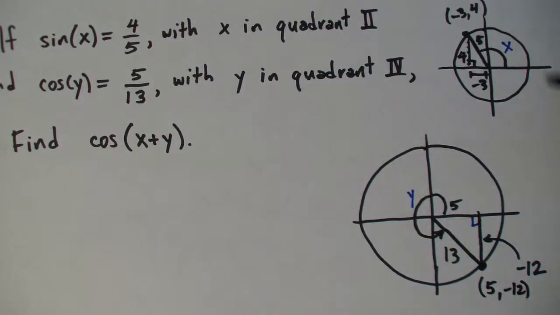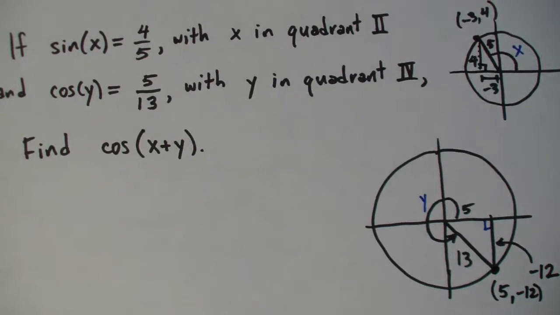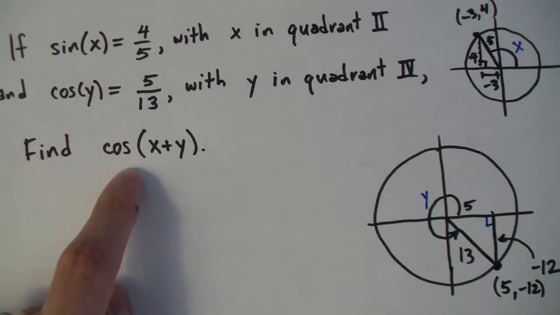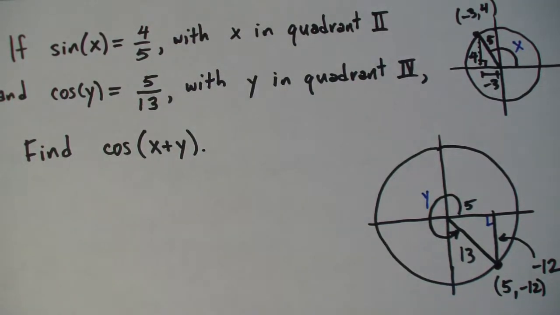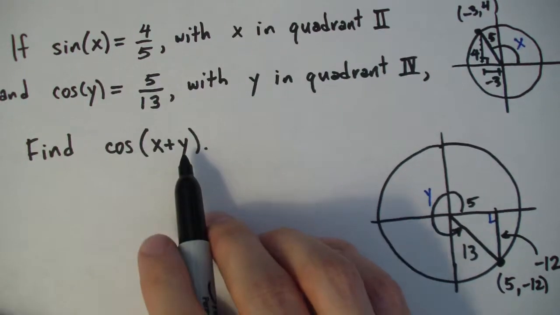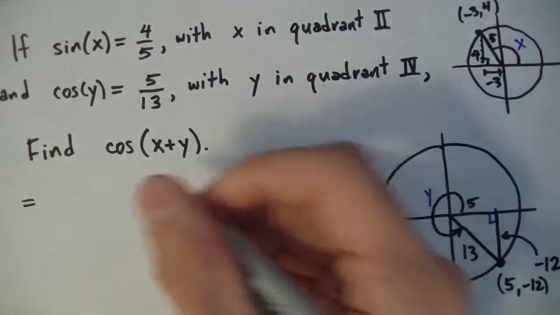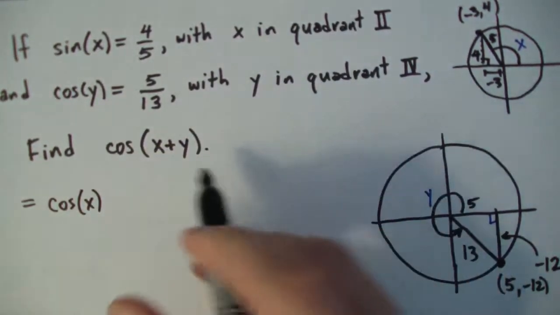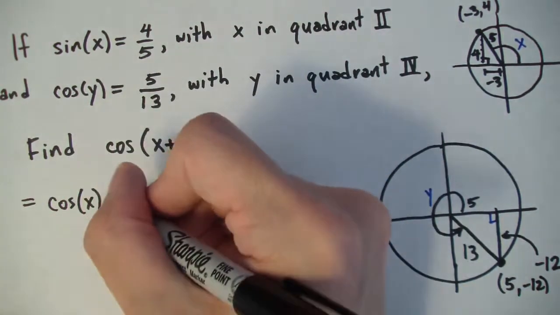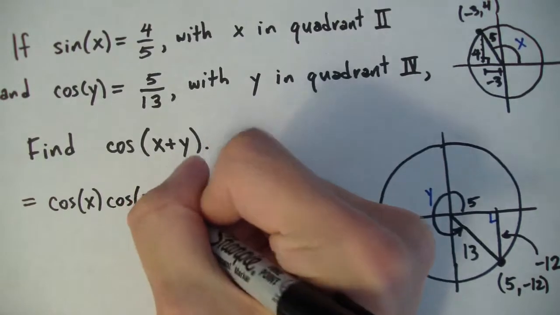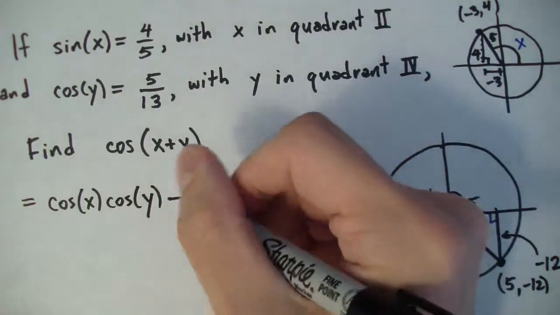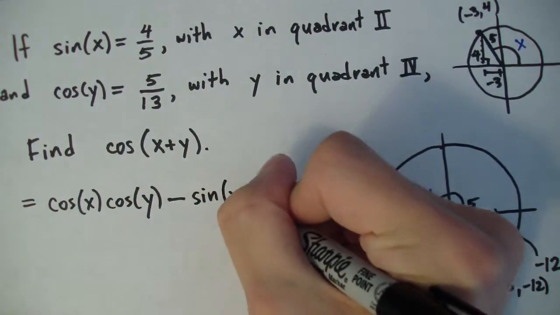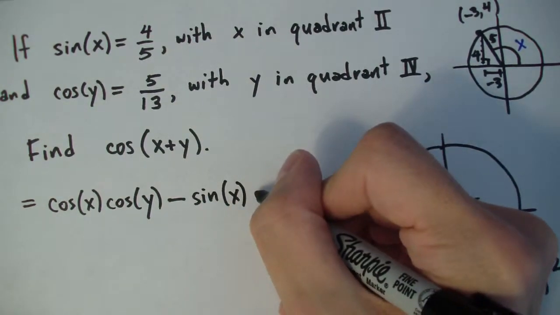Okay, so now that we have those pieces of information, we can now apply our formula for the sum of angles with cosine. So what is cosine of x plus y? Well, remember it's cosine of the first angle times cosine of the second angle minus sine of the first angle times sine of the second angle.